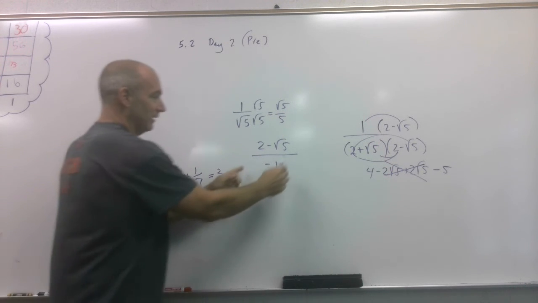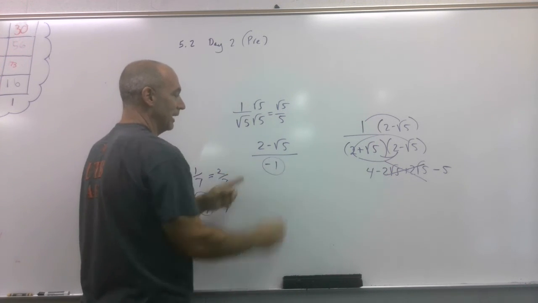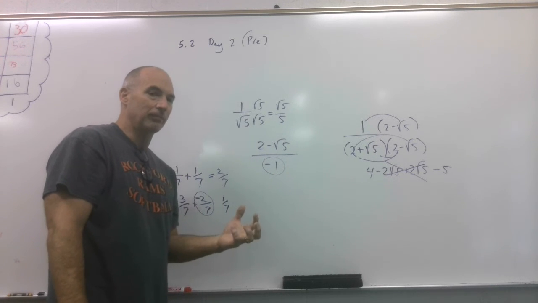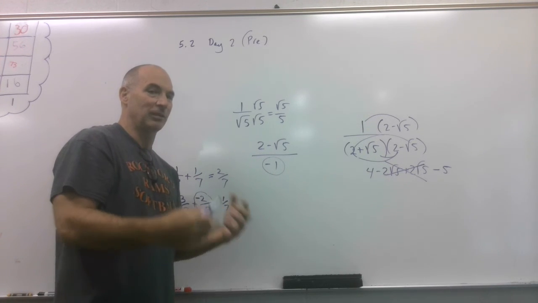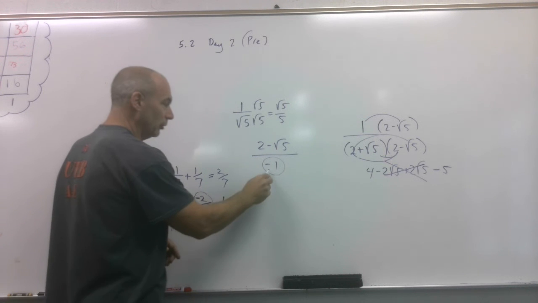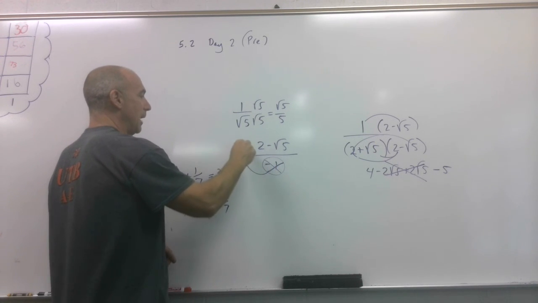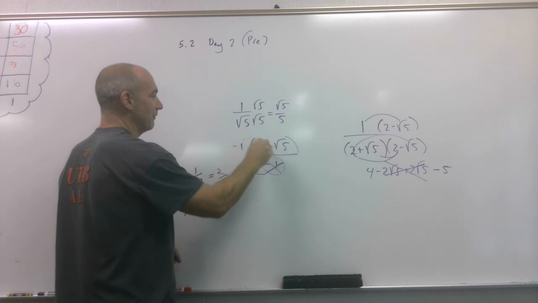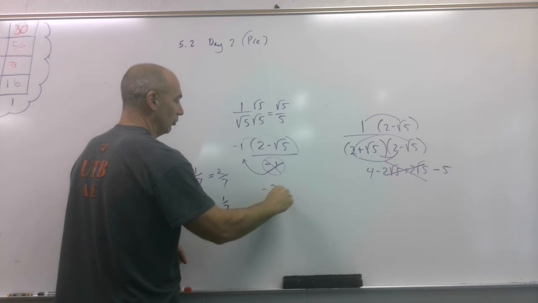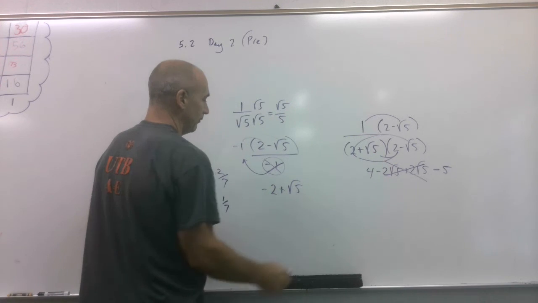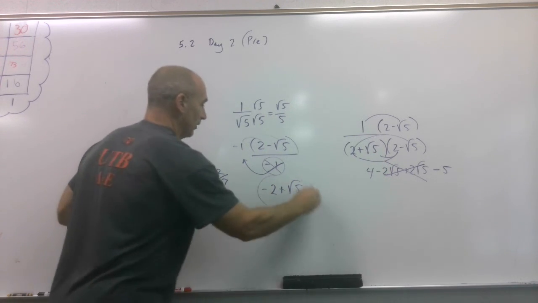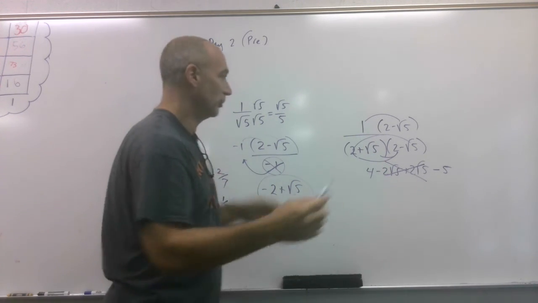How does that apply to this? Notice we have a negative in the denominator. We could just leave it. It's not wrong. It's just not quite simplified. So what they do is they take that negative and they bring it up top, but it has to multiply by everything. So it'd be negative 2 plus the square root of 5. This would be your simplified answer of your original problem.